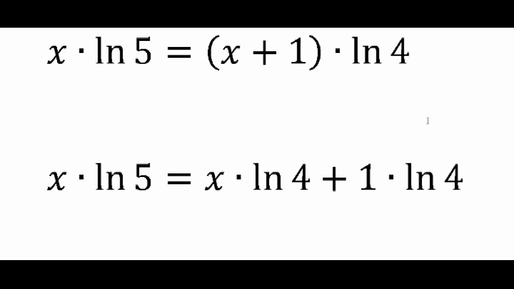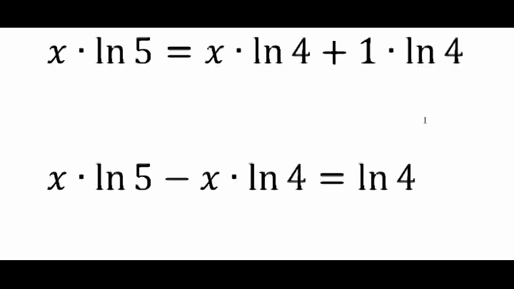Now let's continue. The rest of this is just straight algebra, pretty simple algebra to get the x all by itself, and we'll go through that relatively quickly. The first step is to distribute the x plus 1 into the logarithm of 4. So we say x times logarithm of 5 equals x times logarithm of 4 plus 1 times logarithm of 4. That's just the distributive property.